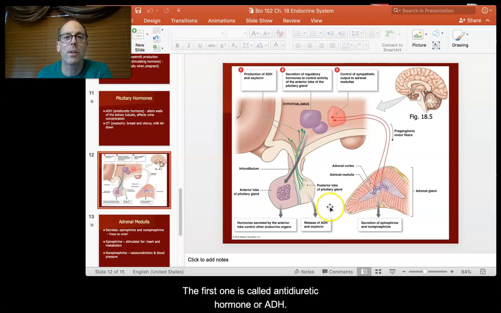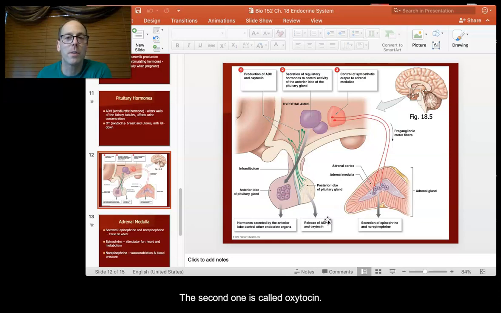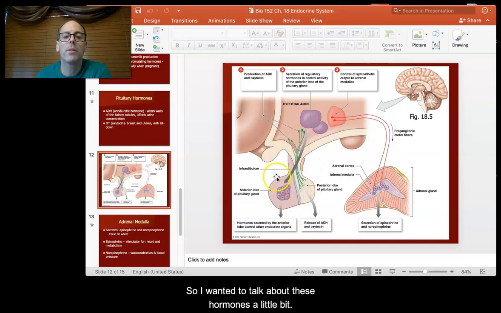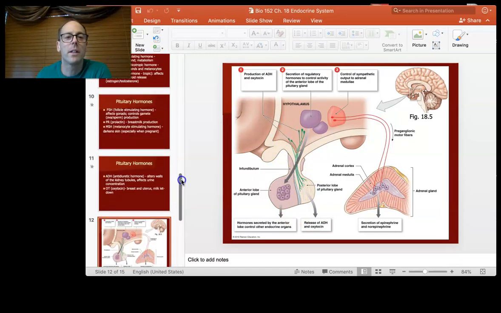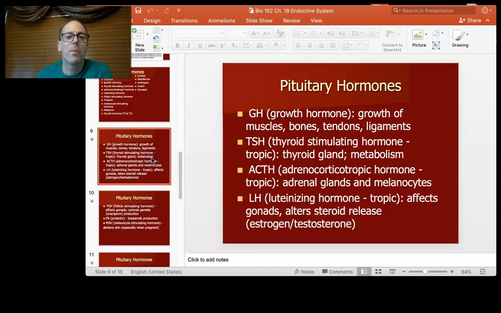The first one is called antidiuretic hormone, or ADH. The second one is called oxytocin. You may have heard of that one. So I wanted to talk about these hormones a little bit. So let's start with growth hormone.